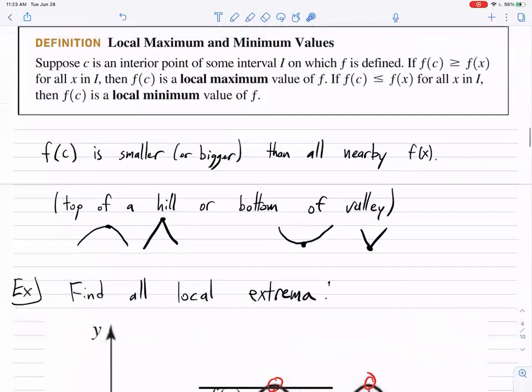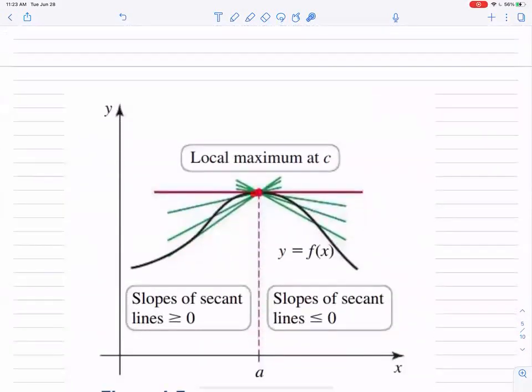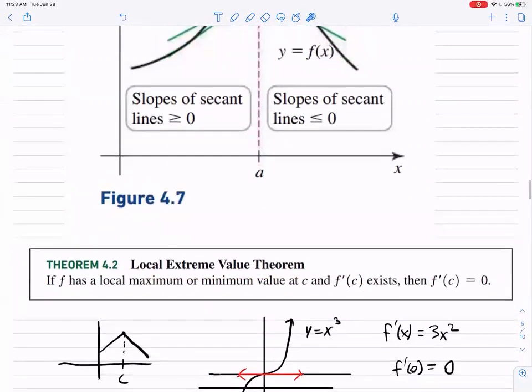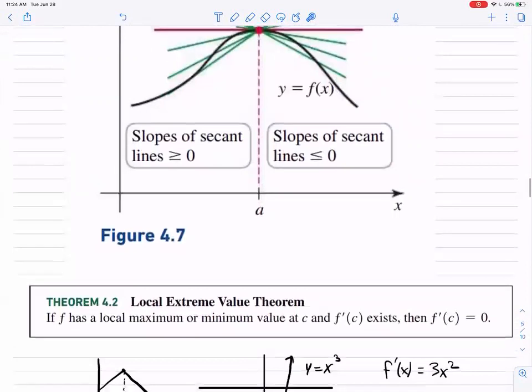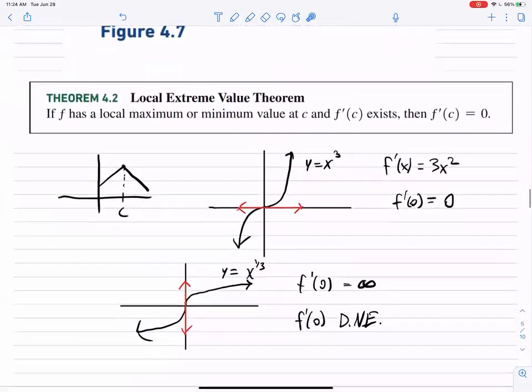Because you could have this situation where it's a hard point and the derivative doesn't exist. And so if the derivative exists at a local max or min, it's actually going to have to be zero. This is what's called the local extreme value theorem. If f has a local max or min value at c and the derivative exists, then the derivative has to be zero. This theorem is very, very helpful, and it gives us a criterion on how to find local maxes and mins.